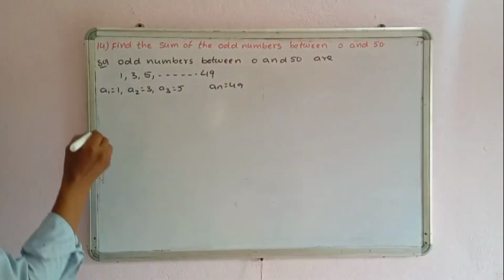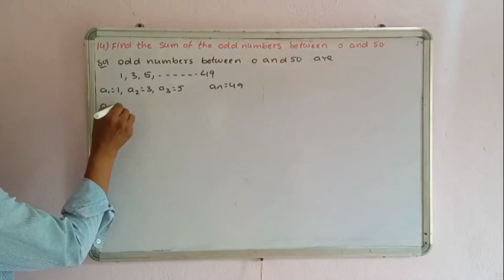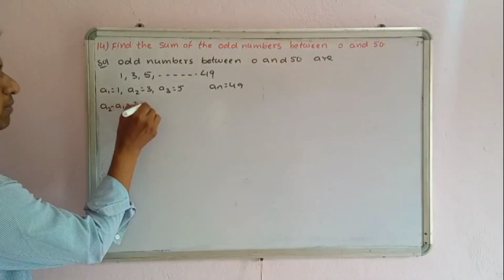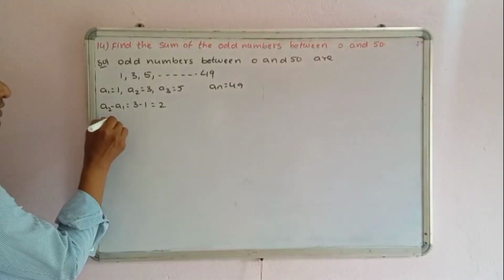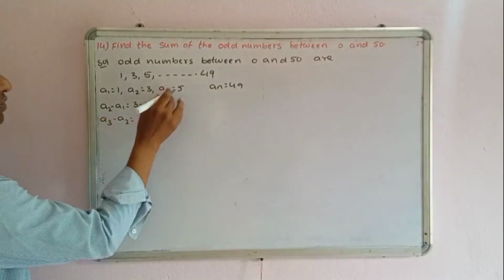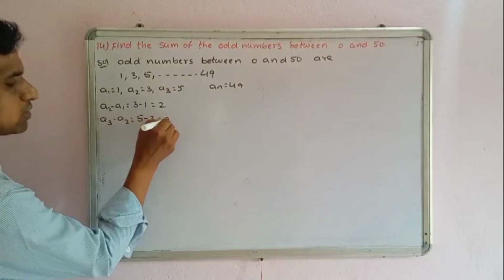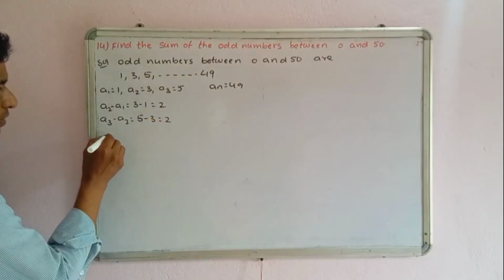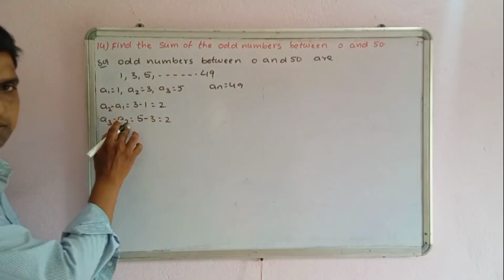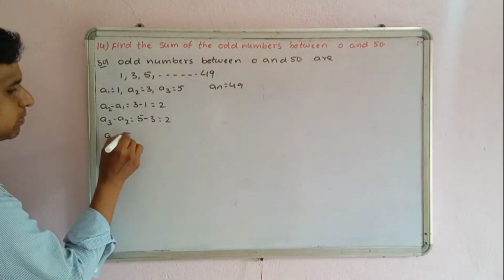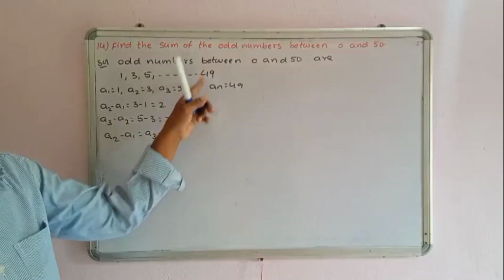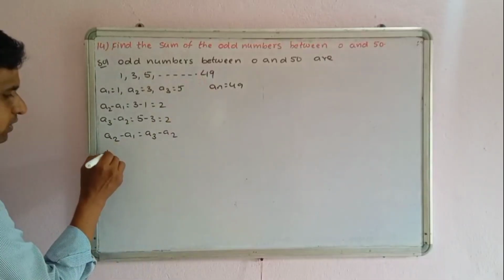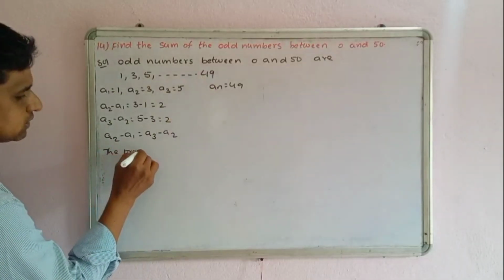Okay. So first find a2 minus a1. That is 3 minus 1, 2. a3 minus a2: 5 minus 3, also 2. Therefore a2 minus a1 equals a3 minus a2. So the sequence is an arithmetic sequence. That means arithmetic progression.